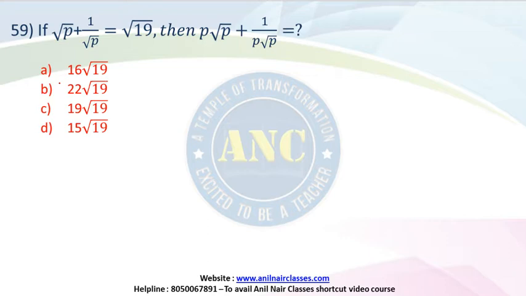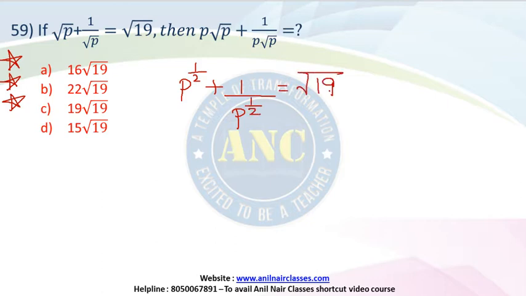Question number 59. Now see here, this is a very good question, but once again a very easy question. 59. If root p plus 1 by root p is equal to root 19, that means, can I say that root p is nothing but p power 1 by 2, plus 1 by root p is nothing but 1 by p power 1 by 2, is equal to root 19. Now, the question is, p root p plus 1 by p root p is how much?